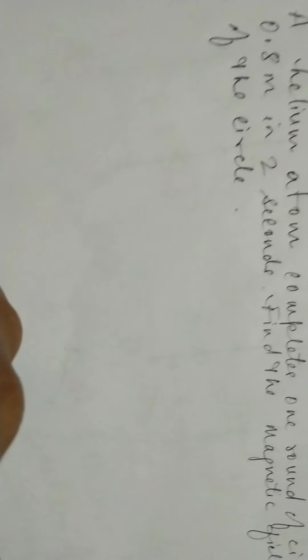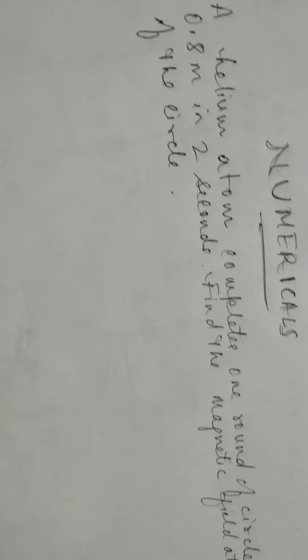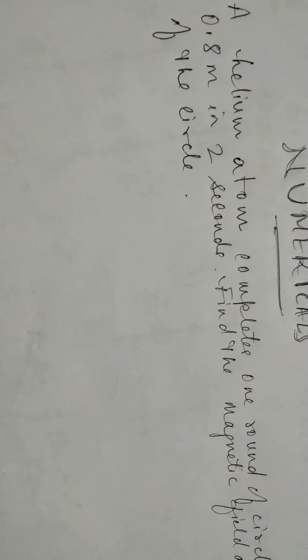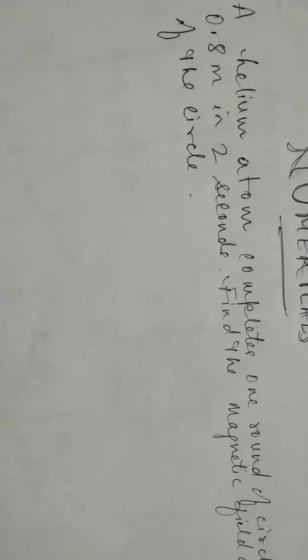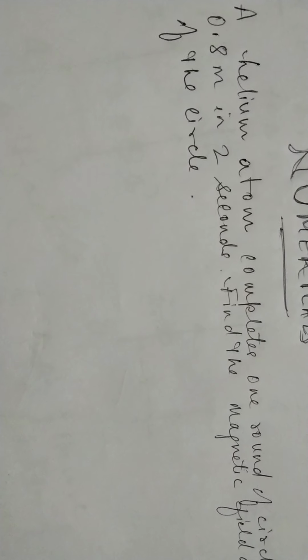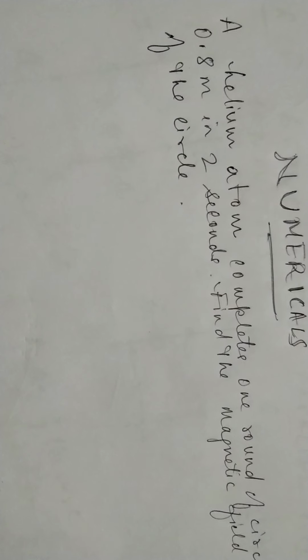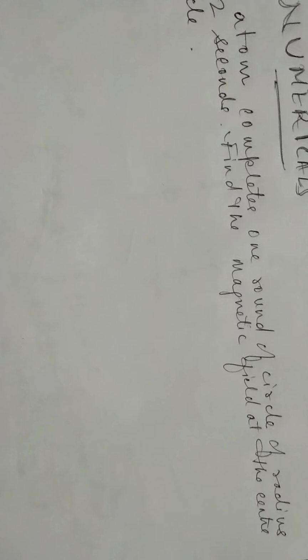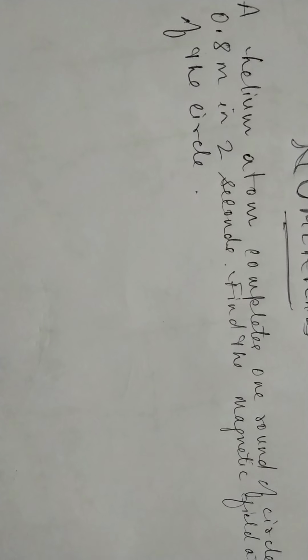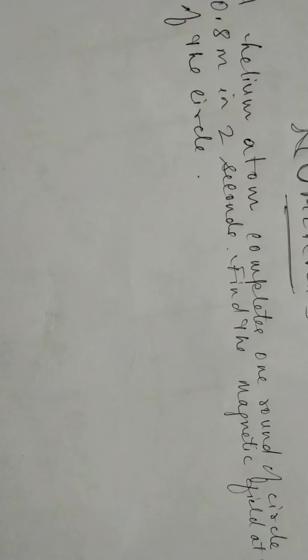Students, today we will be doing the numerical problems on the magnetic effects of current, and in this case we have got three questions. Today we will be doing three different numerical problems. Let us take the first numerical problem here. It is given that a helium atom completes one round of a circle of radius 0.8 meter in 2 seconds. Find the magnetic field at the center of the circle.